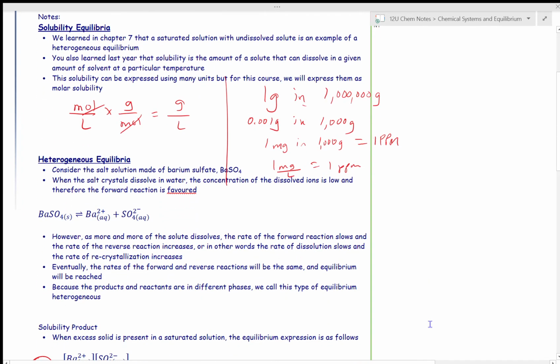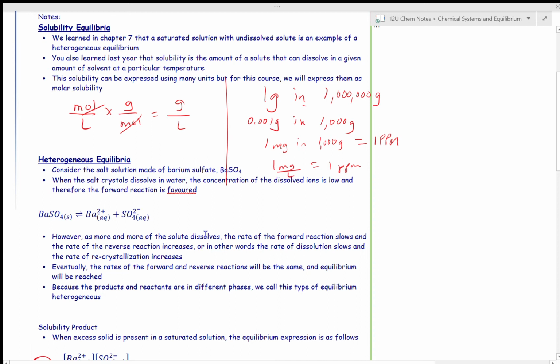So let's chat a little bit about heterogeneous equilibria. Consider the salt solution that's made of barium sulfate. I take some barium sulfate, it's a white powder, I drop it into some water. It will form an equilibrium. When the salt crystals do dissolve, the concentration of the dissolved ion is very, very low, and therefore the forward reaction is favored at the beginning. So I have some barium sulfate solid, and it turns into barium ions and sulfate ions in solution.